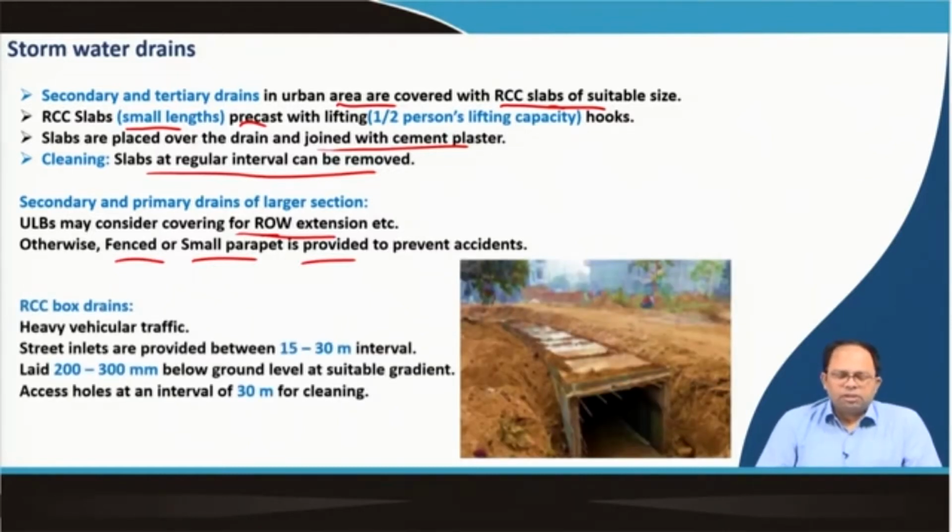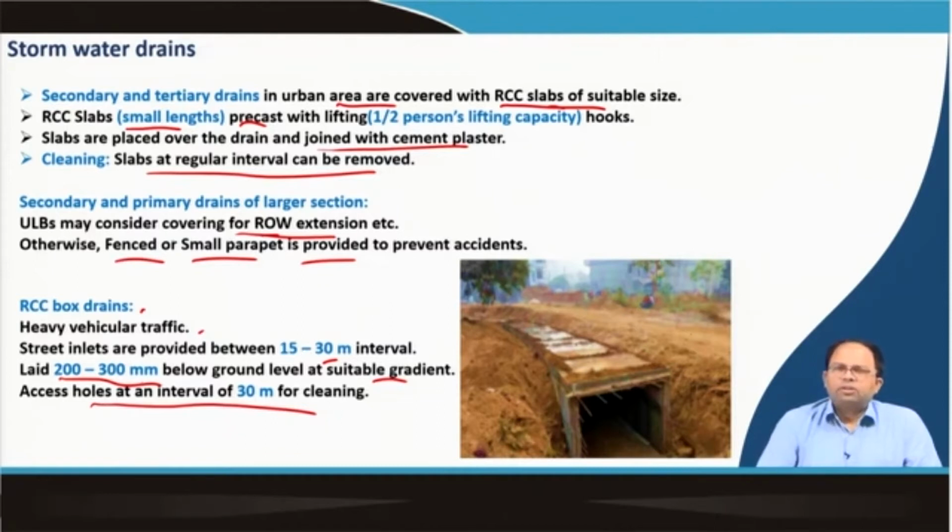Sometimes we also use RCC box drains. That means instead of just the cover, the entire drain is made of RCC, and these are provided when we don't have space and we have heavy vehicular traffic. Street inlets are provided at 15 to 30 meter intervals. Those are inlet points through which water can enter into these stormwater drains. These are laid 200 to 300 mm below ground level at a suitable gradient, with access holes at intervals of 30 meters for cleaning. So that is how these box profile drains are a little bit below ground.